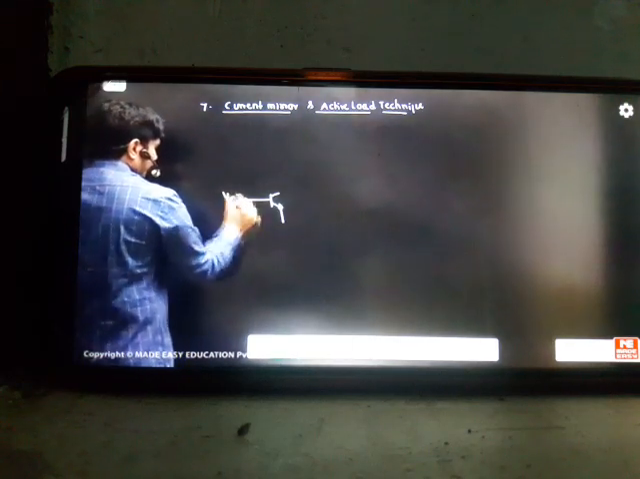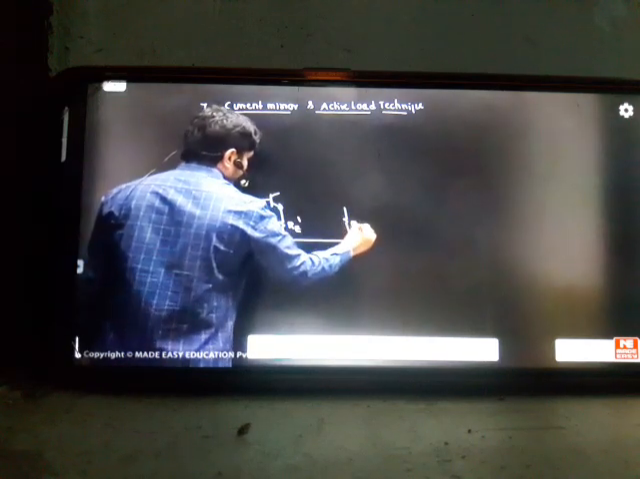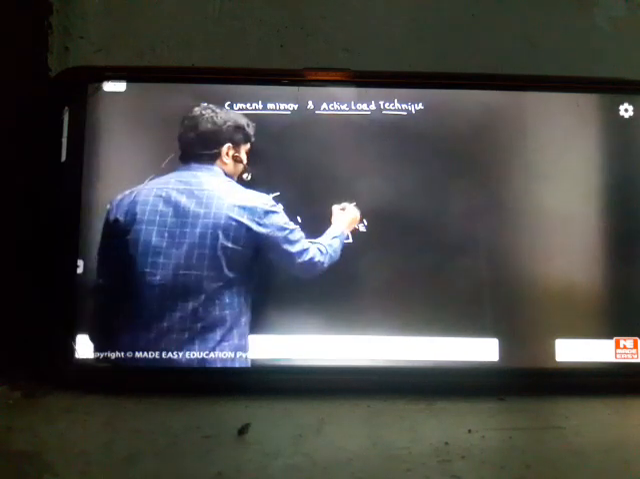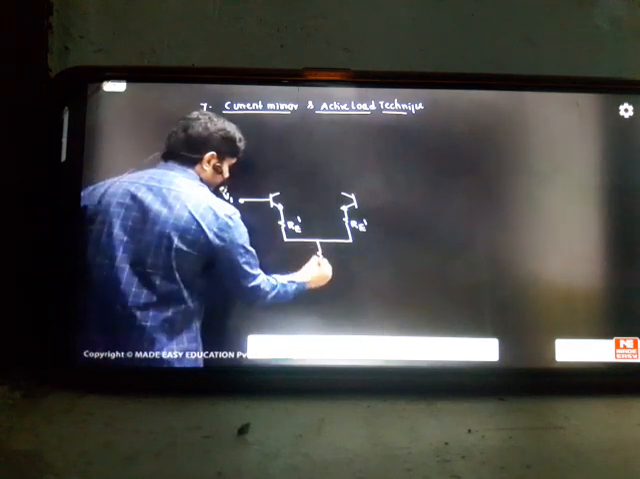Here we have V1. We have some swamping resistor, RE dash. Next we have RE dash again. Every time RE dash will be there in a differential amplifier. Up to here we completed. Now what is the problem coming here? This is RE.